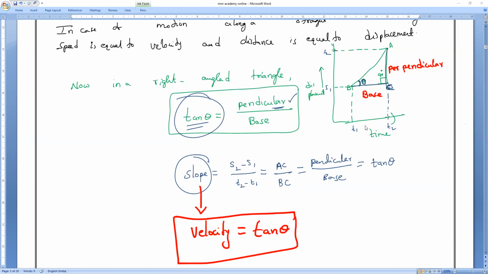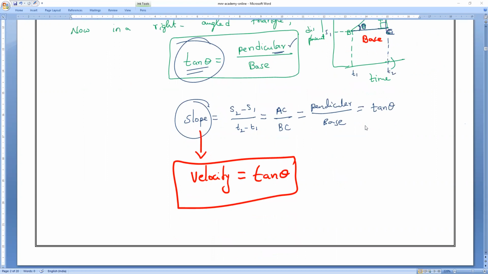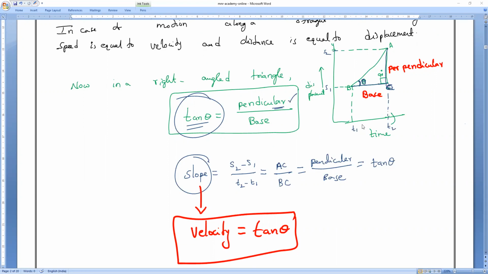What is the importance of it? Now I will introduce the concept. I will give you two linear graphs on the same line. You should be able to identify who is traveling with a greater speed and who is traveling with a smaller speed. Do you all understand? Shall we find it now, all of you?